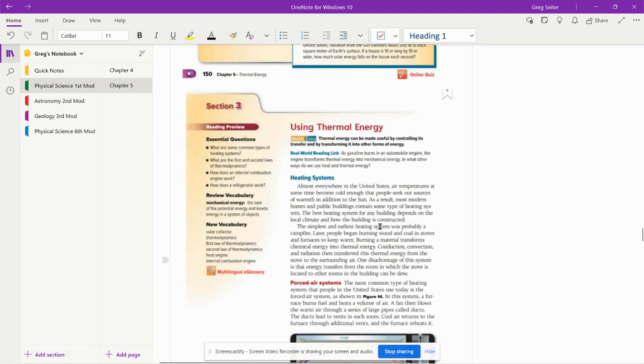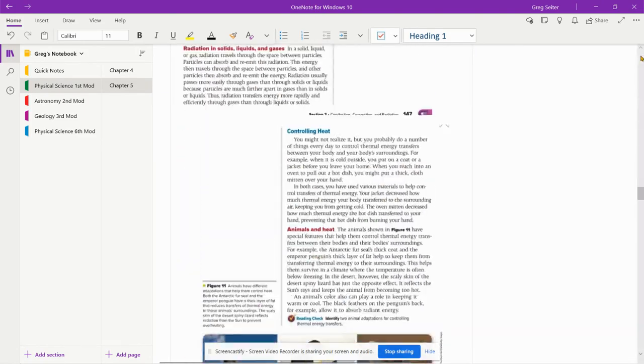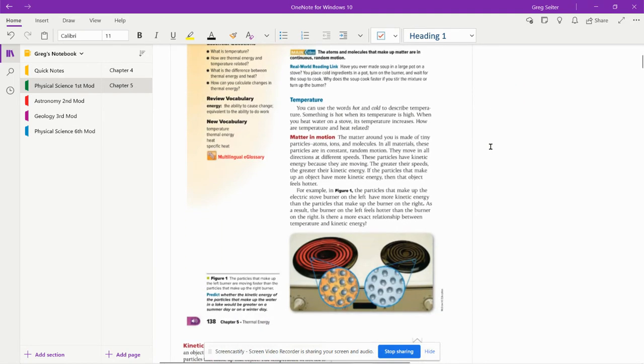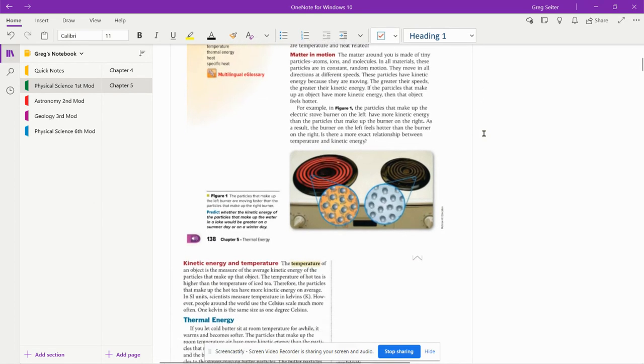All right, Chapter 5, Thermal Energy, Section 3, Using Thermal Energy. Let's just go up here and review real quick. Temperature and thermal energy. Remember, heat, temperature, thermal energy. Temperature is just a measurement of the kinetic energy of the particles.